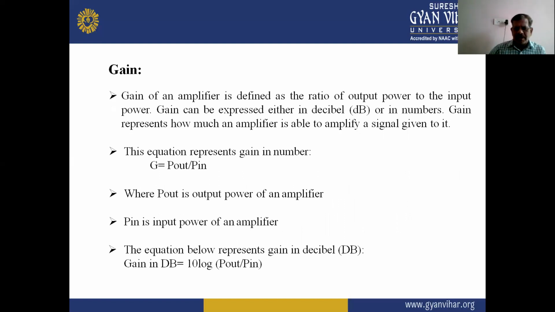So next parameter is the gain of the amplifier. So what is the gain? Gain of an amplifier is defined as the ratio of output power to input power, and gain can be expressed either in decibel or in numbers. Gain represents how much an amplifier is able to amplify a signal given to it.